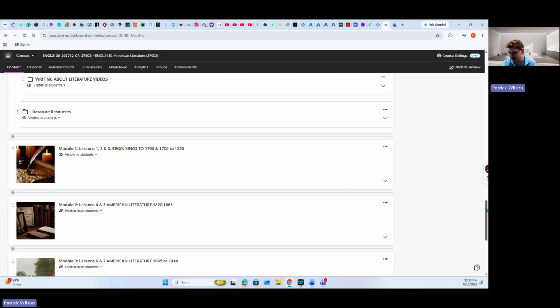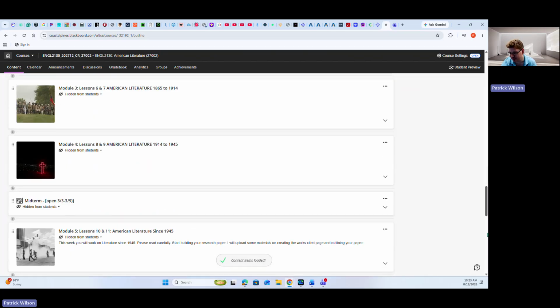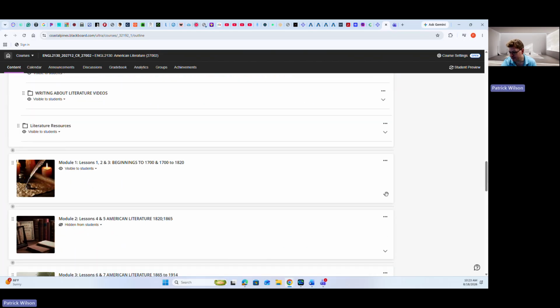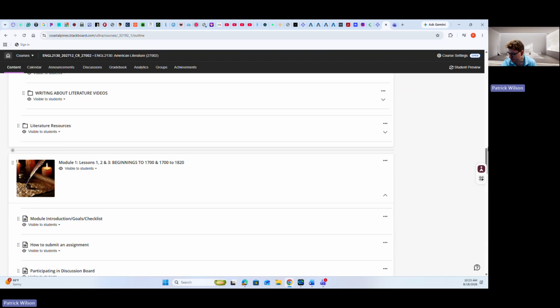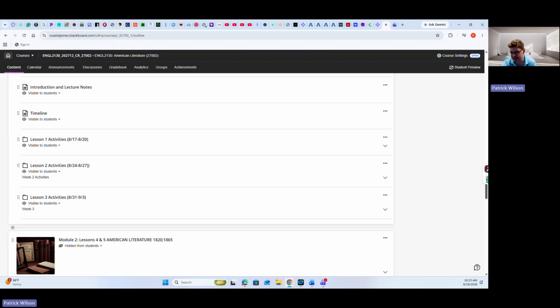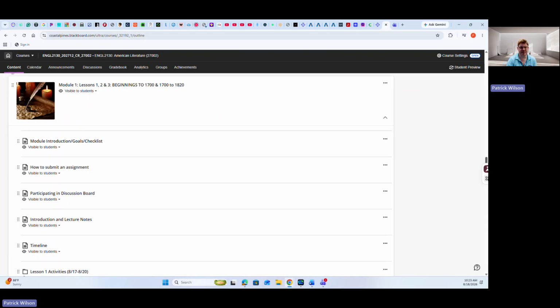When you look down, again, you're going to see probably only Modular 1 open. As we go through the semester, these other modulars obviously will open up. Really, the first 3 weeks are built into, as I have here, Lesson 1 activities, August 17th through the 20th. Week 2, which would be Lesson 2, August 24th through the 27th. And then Lesson 3 would be Week 3, August 31st through September 3rd. So Modular 1 covers especially the first 3 weeks of the semester.